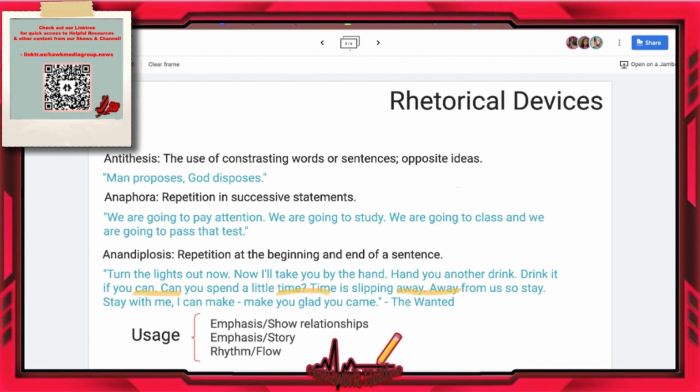And then lastly, an anadiplosis is used to show rhythm and flow. Because it is a song lyric, it does make sense that they're using an anadiplosis for flow. And it can also be used to tell a story, being that they're also in successive statements. Something leads to another. It does show relationships between things. And that's all I have today for rhetorical devices.